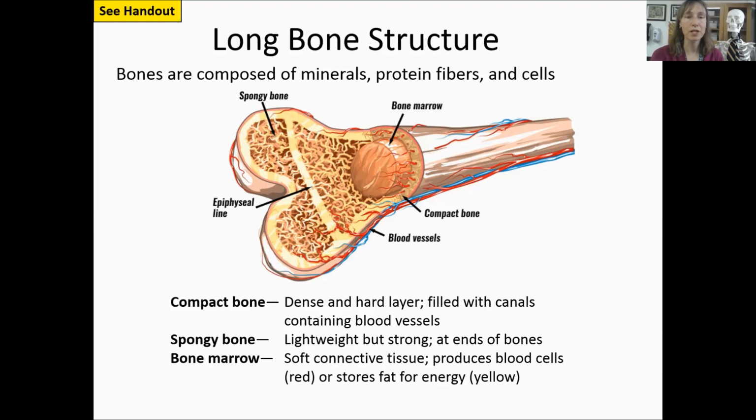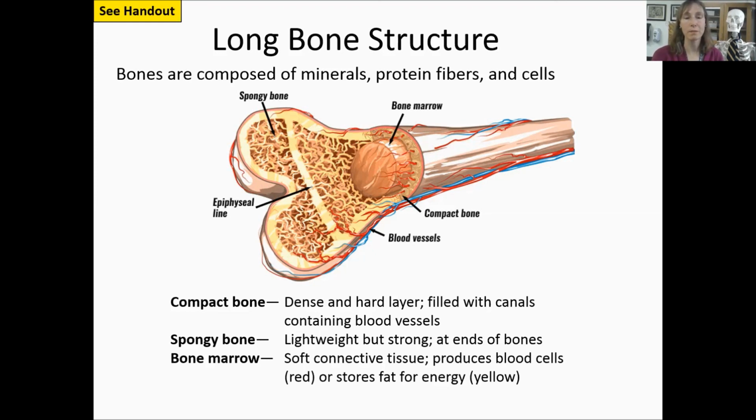Then there's the spongy part. That's inside of the compact bone, further inside. And you can see that it's not as compact. There's a lot of space in there. And that makes your bones less heavy. If your bones were all compact, they'd be really heavy and it'd be hard for you to move. So this is lightweight, but they're also very, very strong. And this is more in these long bones.